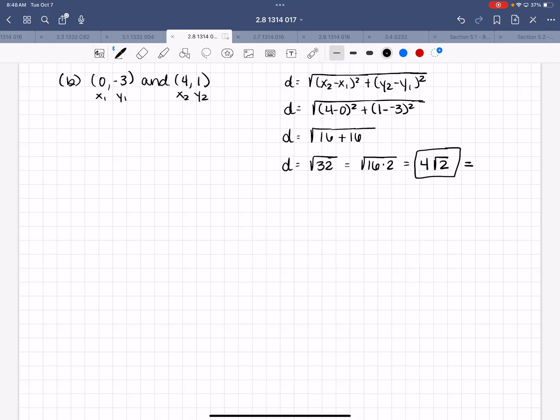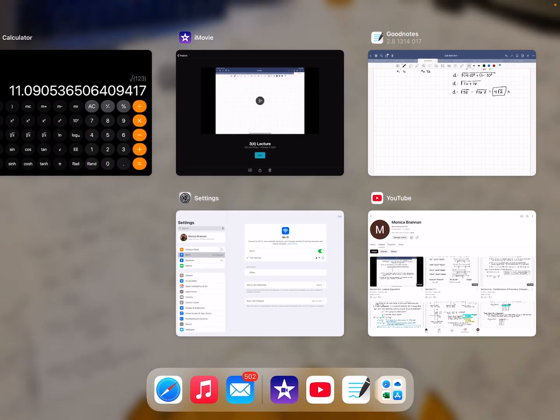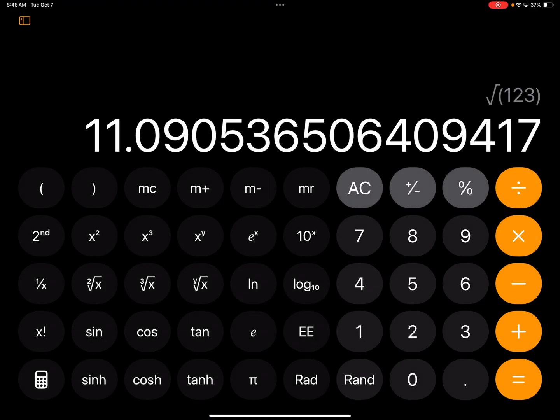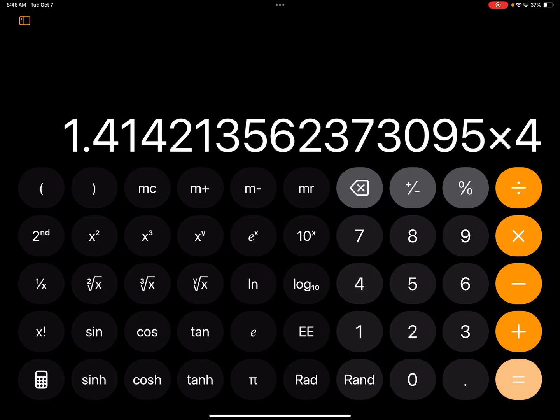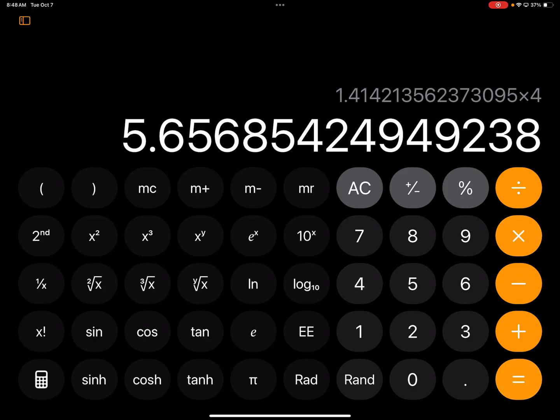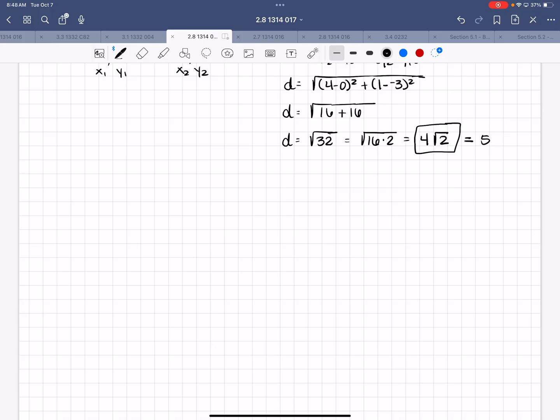And then I need the decimal approximation of that. I'll use the calculator that's on the iPad because it is scientific, but you'll have your handy dandy little calculator there. If I put in the square root of 2, times 4, gives me 5.66. It does say round to 2 decimal places. So that should give me 5.66.